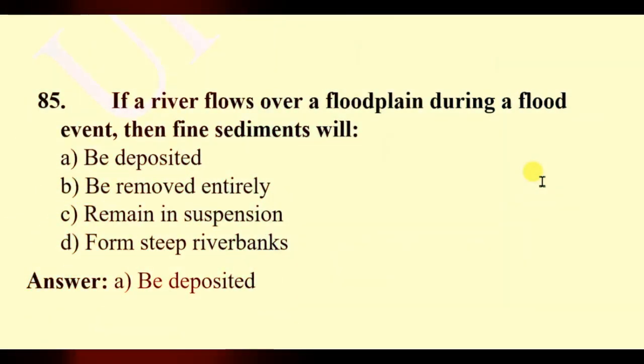Question 85. If a river flows over a floodplain during a flood event, then fine sediments will be deposited, be removed entirely, remain in suspension, or form steep river banks. Here the right answer will be deposited.